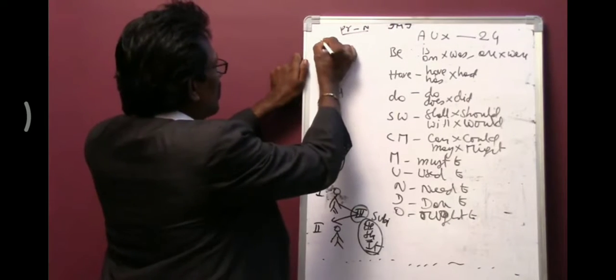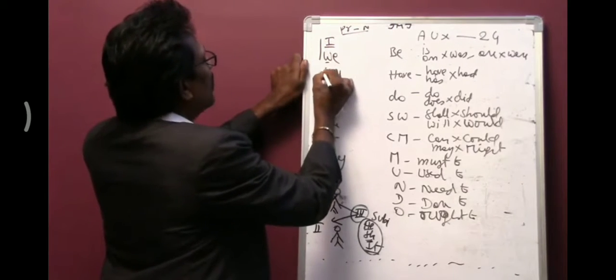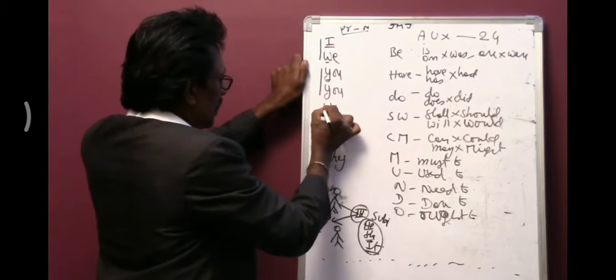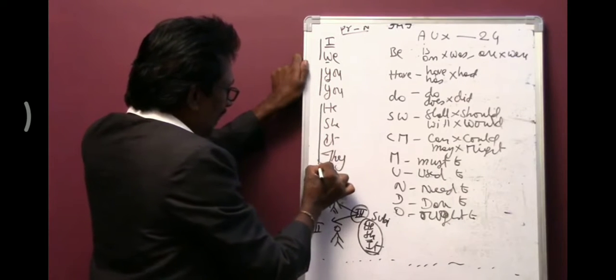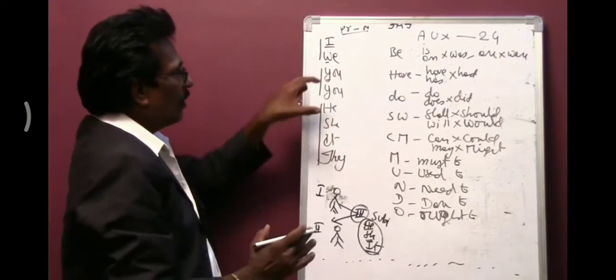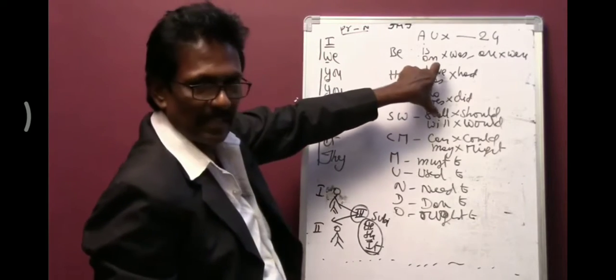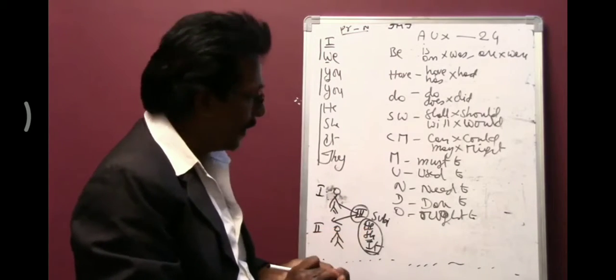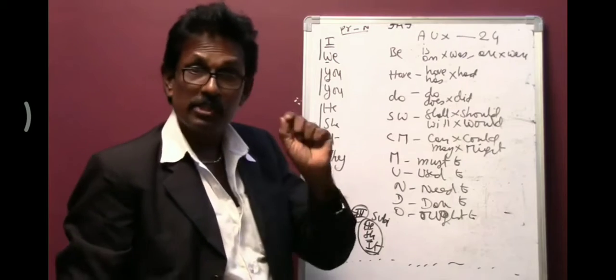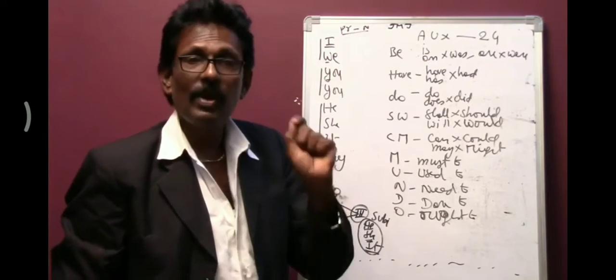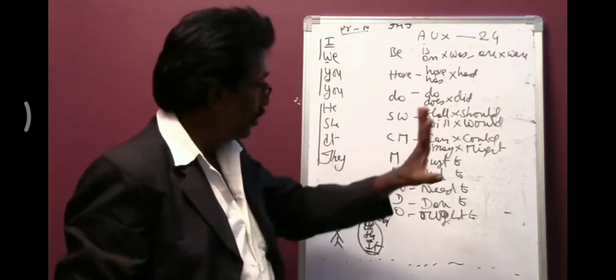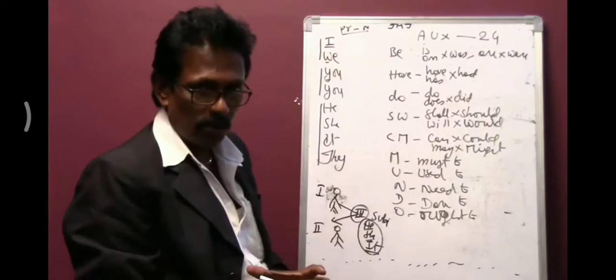First person singular and plural, I and we. Second person singular and plural, you and you. Third person singular and plural, he, she, it, they. Now these are the pronouns, these are the auxiliaries. You can make use of these when you are speaking, writing, talking, or listening.